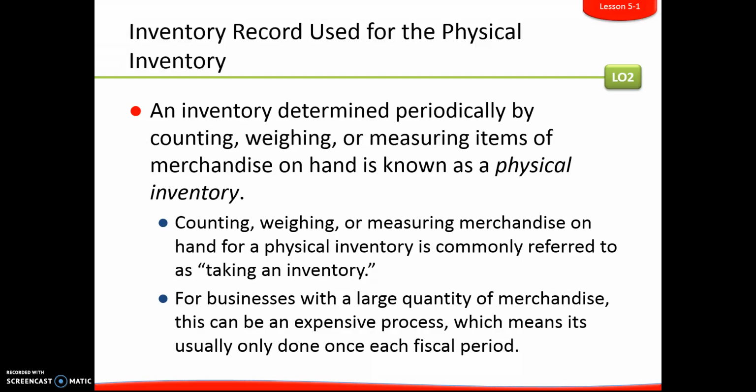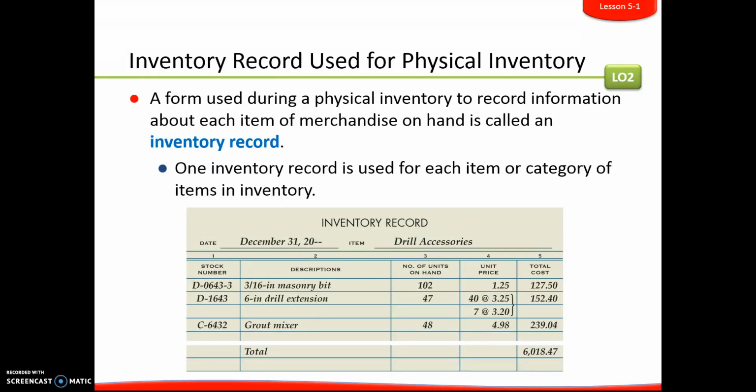Now, an inventory that is determined only periodically, where we count, weigh, or measure, is known as physical inventory. We've talked about perpetual and physical before, so those shouldn't be new terms to you. But for a business with a large quantity of merchandise, it's a very expensive process to do a physical inventory. So it's usually only done once a fiscal period and once at the end of the year.